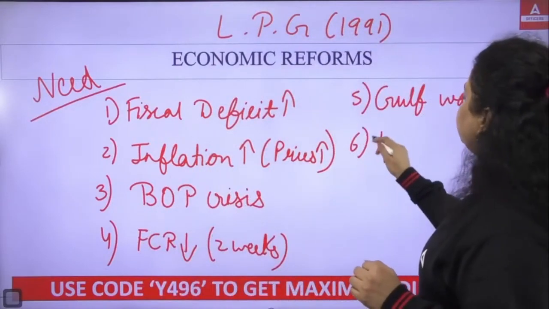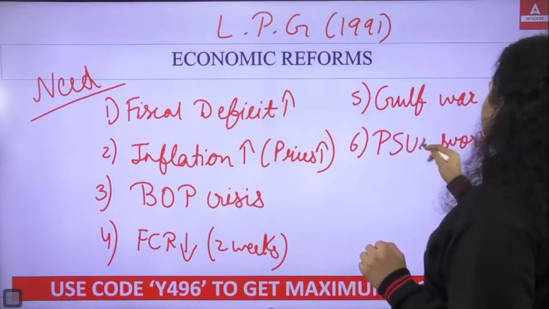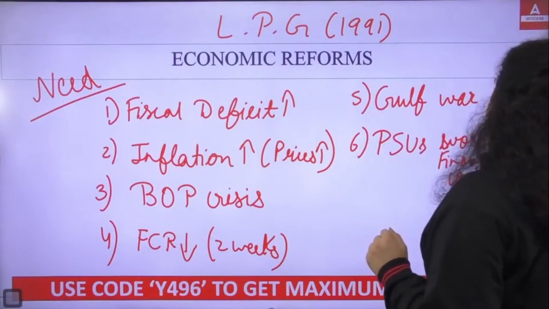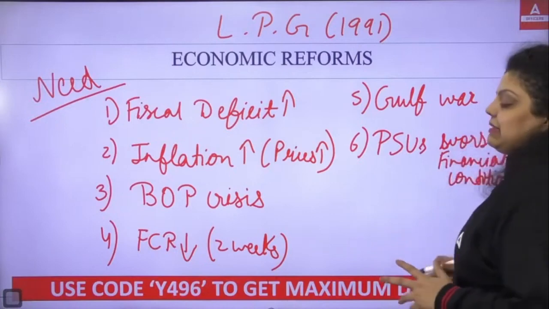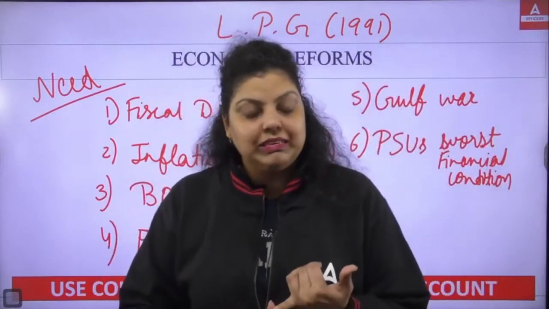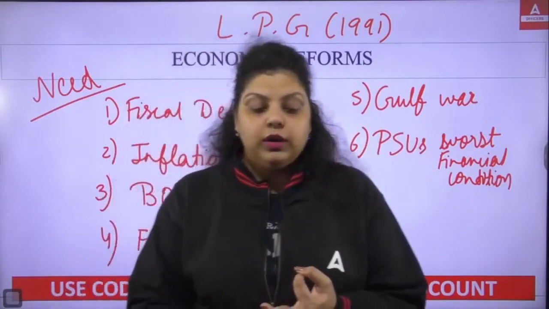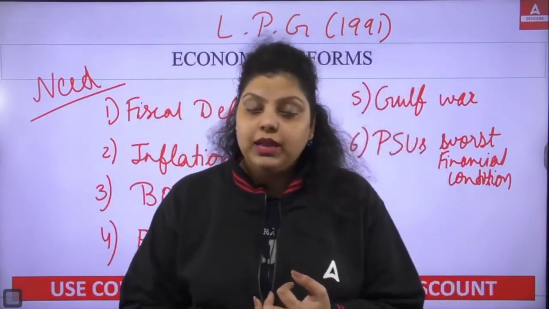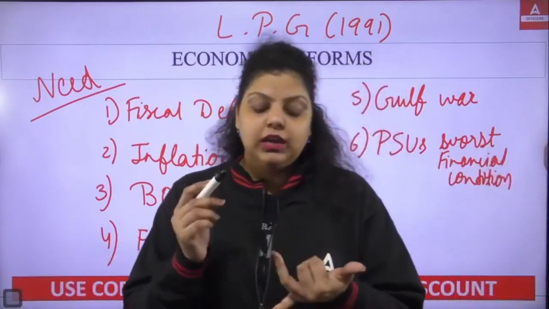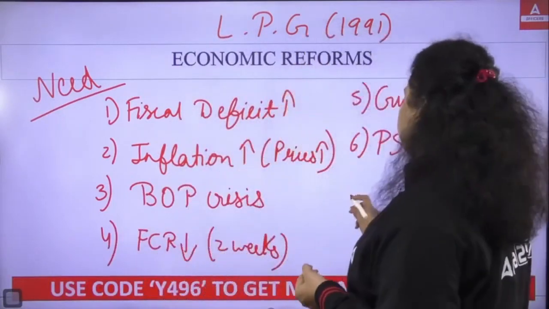Then next, we have seen public sector undertakings were in worse financial condition. The government did not have money at that time, and that's why the public sector undertakings were not working properly. They did not have money to spend on the production of goods and services, to provide employment in the country, or even to give salaries to their employees. They were not capable of producing, creating jobs and paying salaries. So their financial condition was very bad.